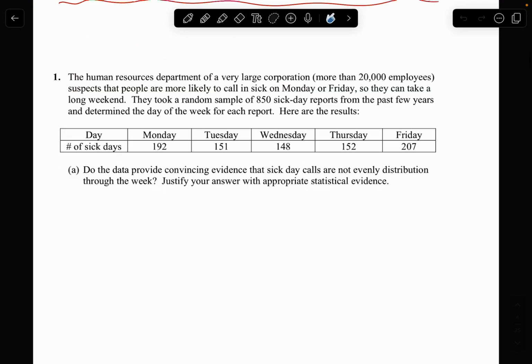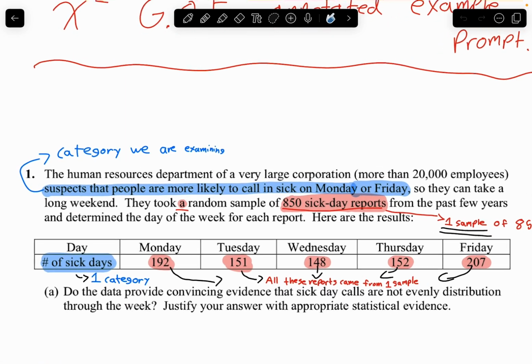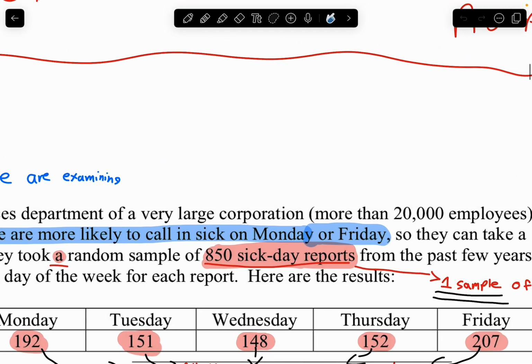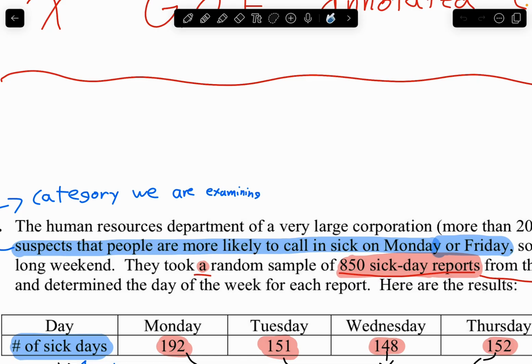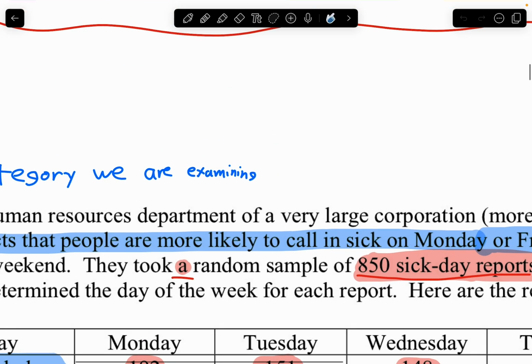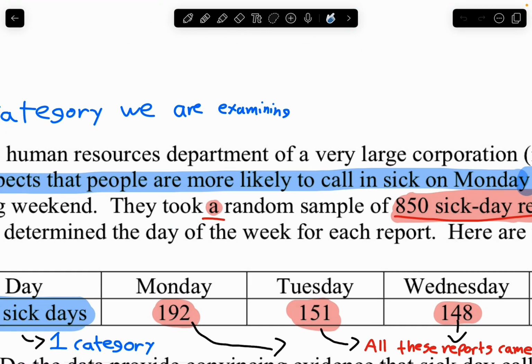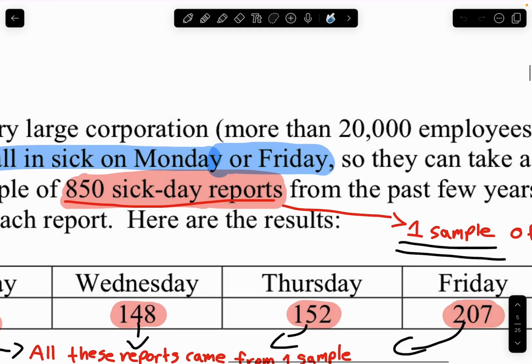Now for the next page, I just annotated that example prompt to make sure you can really see how this is a goodness of fit test. So, the Human Resource Department suspects that people are more likely to call in sick on Monday or Friday. That is technically the category we are examining, because they suspect this. That is the category, and I told you a or one would be on here because they took a random sample of 850 sick day reports.